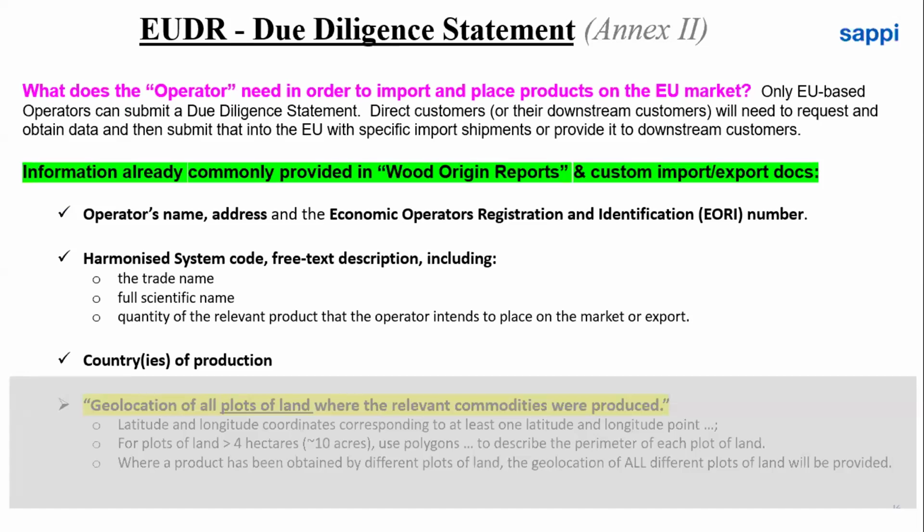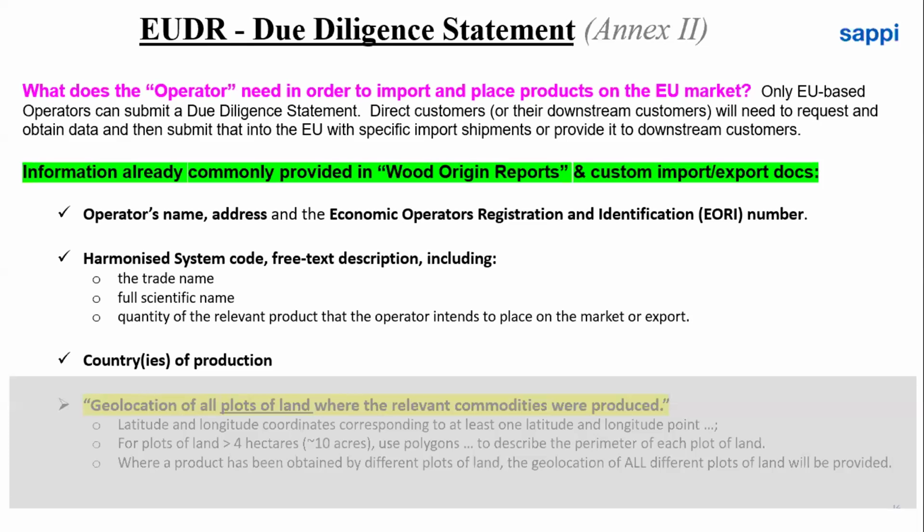So what do they need to do? Well, they need to supply their own name, their own address, and their own EU registration number. They already know that. They already have to do that for custom import requirements. They also have to have the commodity code, the commodity name, the scientific name of all the species, and the quantity of the product. They already know that. They already need to provide that information, so that's fine. They also need to report the countries of production. Again, they already know that.